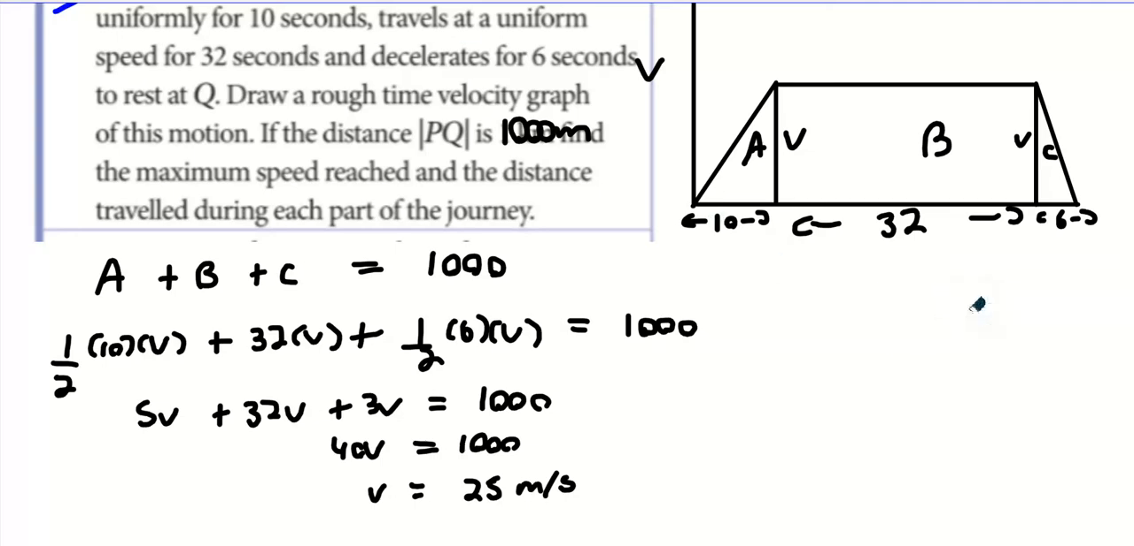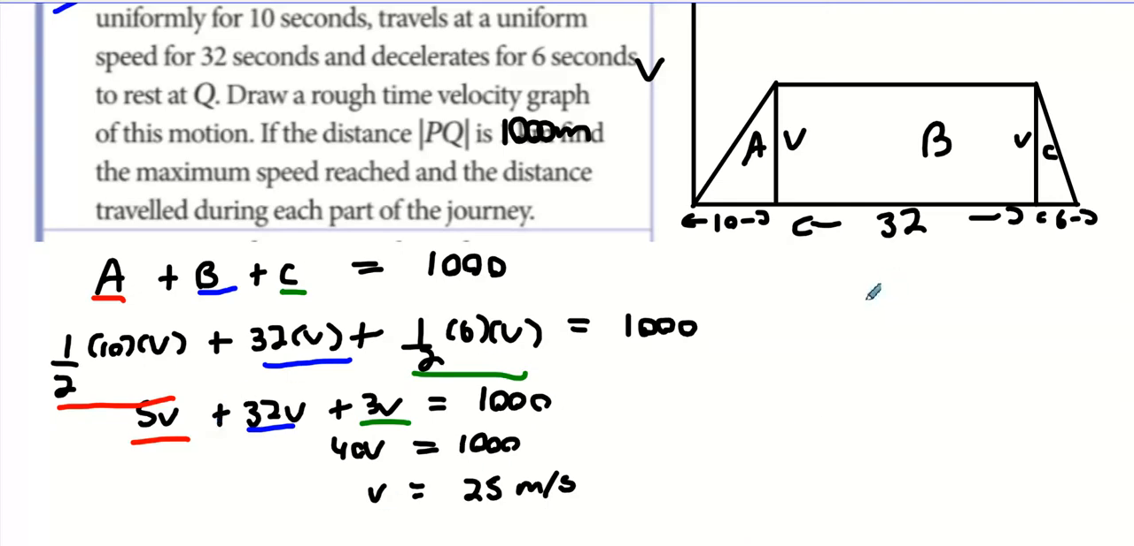What do I have to do next? I have to find out what A is. I have to find out what B is. And finally, I have to find out what C is. Okay? Everybody knows C is 3V. B is 32V. And A is 5V. We already used it earlier, didn't we?